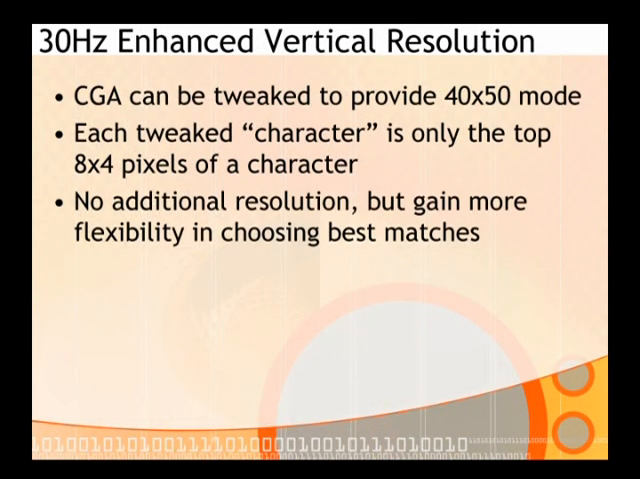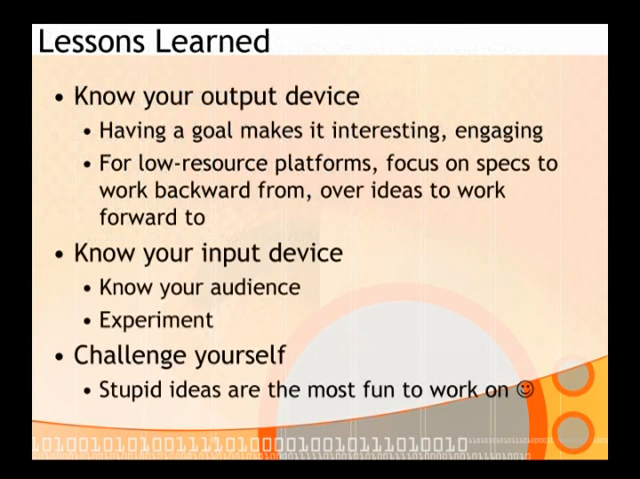If you wanted more resolution, you can also tweak CGA into a 50-line mode, where the top 4 scan lines of each character are displayed instead of all 8. This doesn't give you any additional resolution, but you do get more flexibility in choosing matches. So you can try to get a higher-res result there. It displays the first 4 rows and then immediately switches to the next row.